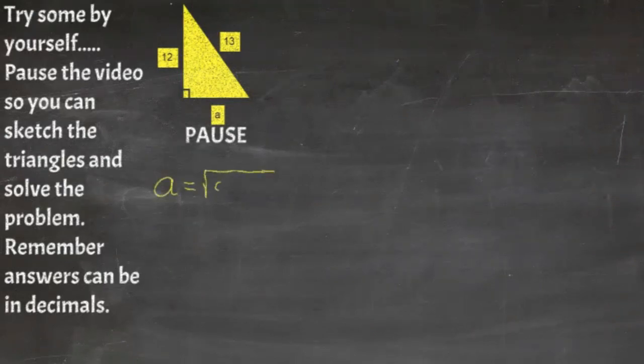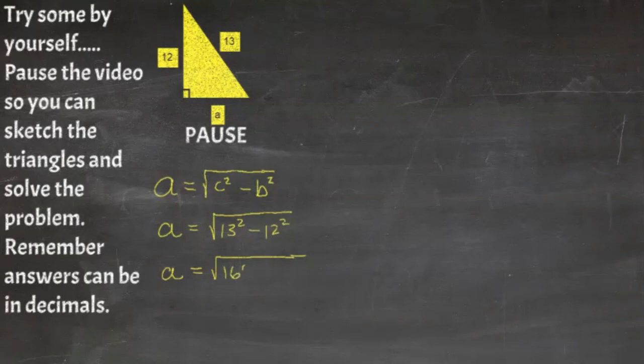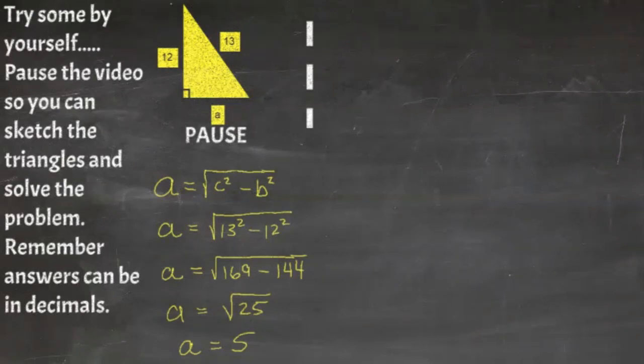A is equal to the square root of c squared minus b squared. A is equal to the square root of 13 squared minus 12 squared. So a is equal to the square root of 169 minus 144. So a is equal to the square root of 25, which makes a, the side, equal to 5. Very good. Let's try another one.